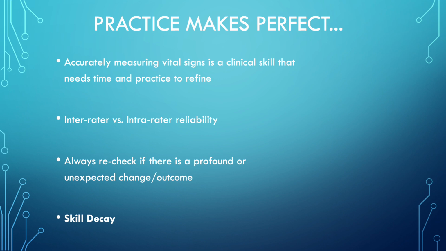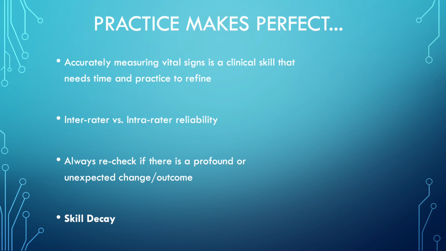Another thing with vital signs, and why we're doing it specifically in this class, is because we can look at them from that statistical lens. We can look at inter-rater versus intra-rater reliability. If you recall, inter-rater reliability is consistency between two or more independent judgments of the same performance made by two or more raters.